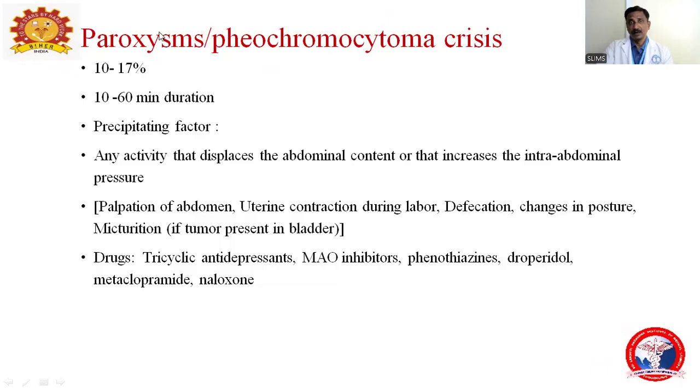Paroxysms, or pheochromocytoma crisis, occur in 10 to 17% of cases, and last for 10 to 60 minutes. Precipitating factors are any activity that displaces the abdominal contents or increases intra-abdominal pressure: palpation of the abdomen, uterine contraction during labor, defecation, change in posture, micturition. Drugs that can precipitate are tricyclic antidepressants, monoamine oxidase inhibitors, phenothiazines, droperidol, metoclopramide, naloxone.